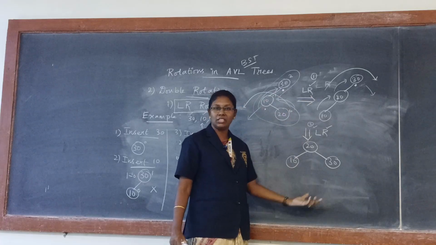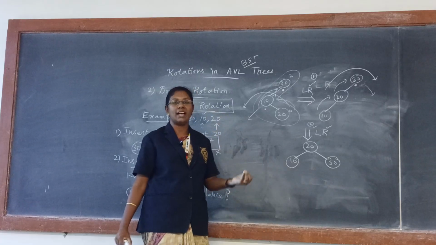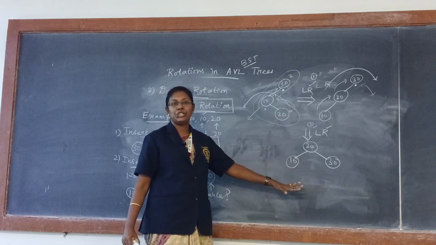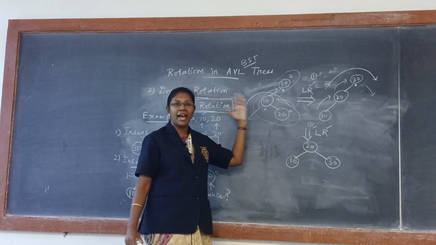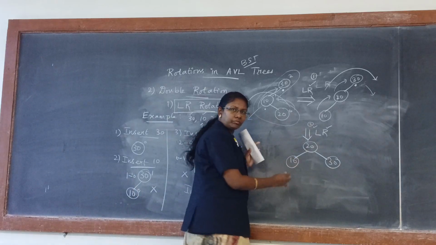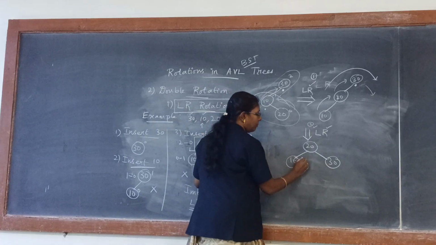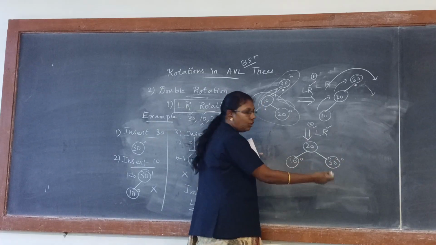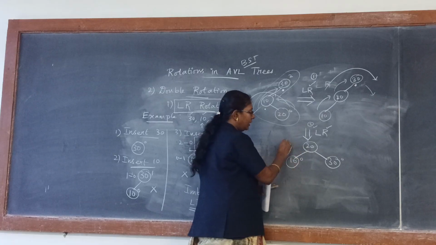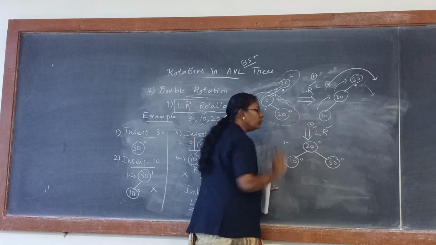We need to find the balance factor, whether all the nodes have balance factor values of 0, -1 or +1, so that we can ensure the height balance of the binary search tree. So now 10 is a leaf node and 30 is also a leaf node. So the balance factor is 0, here also 0, and for 20 the height of the left subtree is 1 minus the height of the right subtree, which is also 1. So 1 minus 1 is equal to 0.